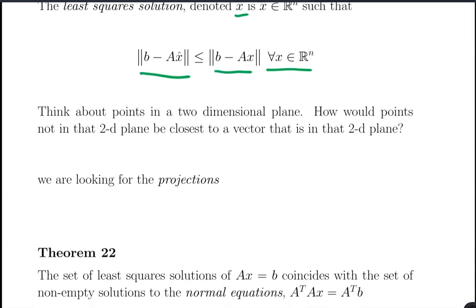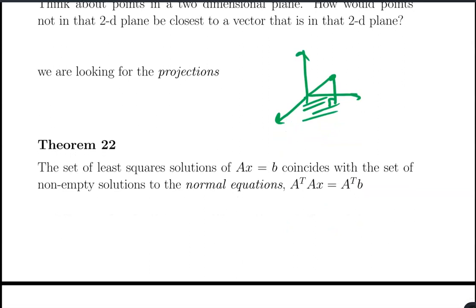So if you want to think about this in the 2D plane, if we have some other vector here, the closest is going to be basically that projection. So that's what we're looking for, the projections. And the set of least squares solutions coincides with the set of non-empty solutions to the normal equations, A transpose A x equals A transpose b.